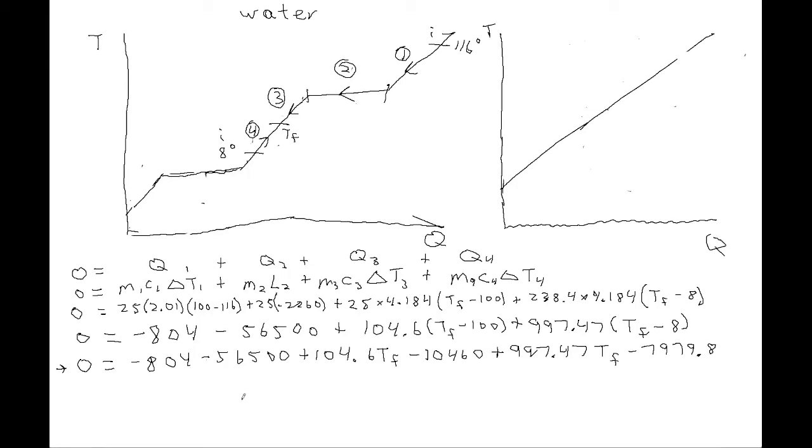Well, first one is negative because we're losing heat. Second is negative because we're losing heat. Third step should be negative because we're losing heat. Where we get a positive 104.